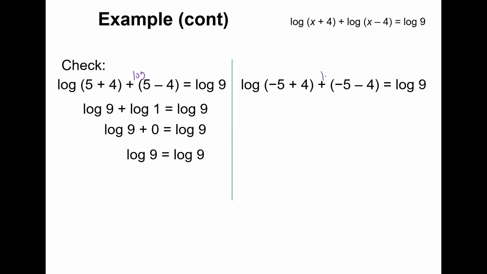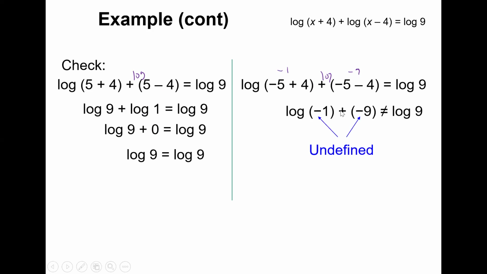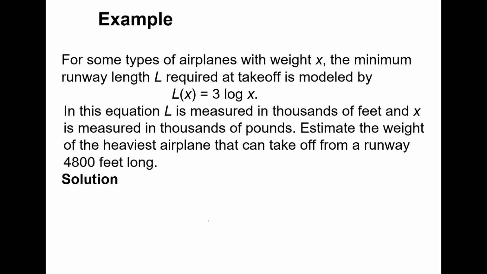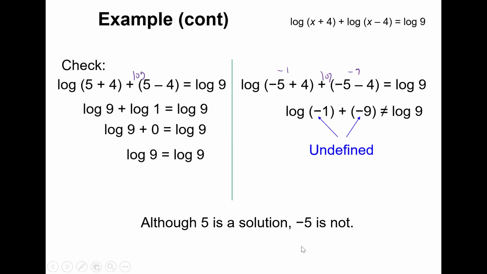Now, here, minus 5 plus 1. Well, again, they forgot the log. I don't know why they're doing that. That's a minus 1. That's a minus 9. What do we know about log values? Those have to be positive. And so that's undefined, and so that's not a solution. So only 5 is going to be your solution and not the negative 5. Okay?